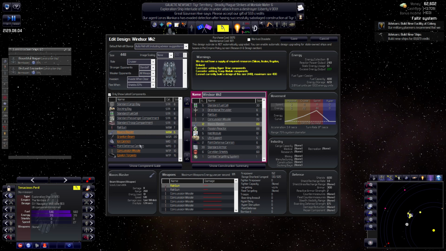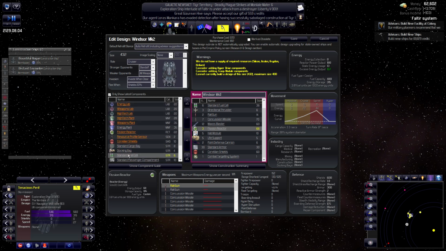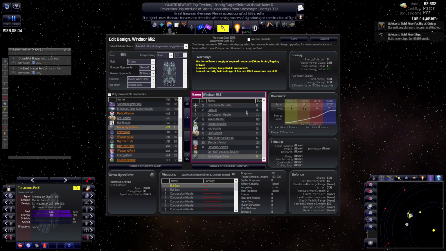Yep, I know I'm over the size, but fuel cell, fission reactor. Again, I've got plenty of energy. In fact, I can probably pull one of these. Nope, don't want to do that. We'll put it back on. Alright, 227, 171. Oh, there it is. Alright, one hyperdrive. I'm at 465 right now.